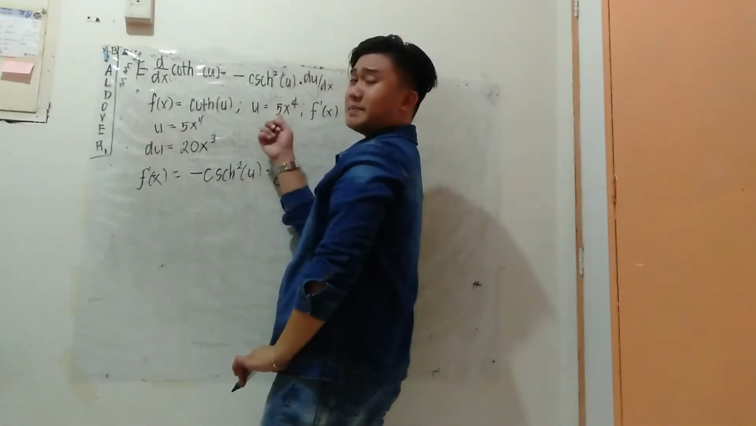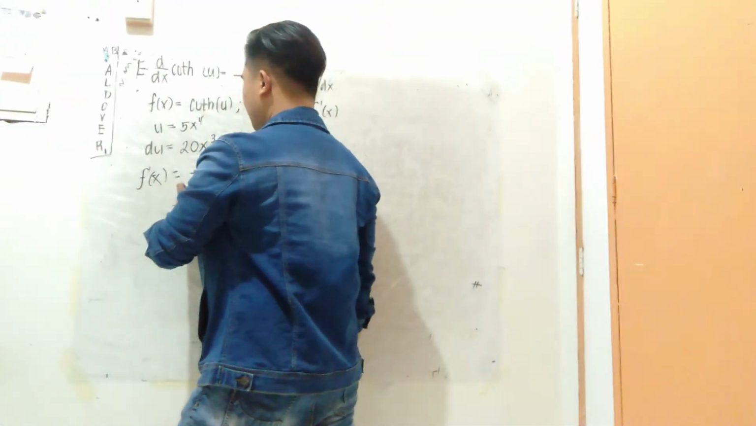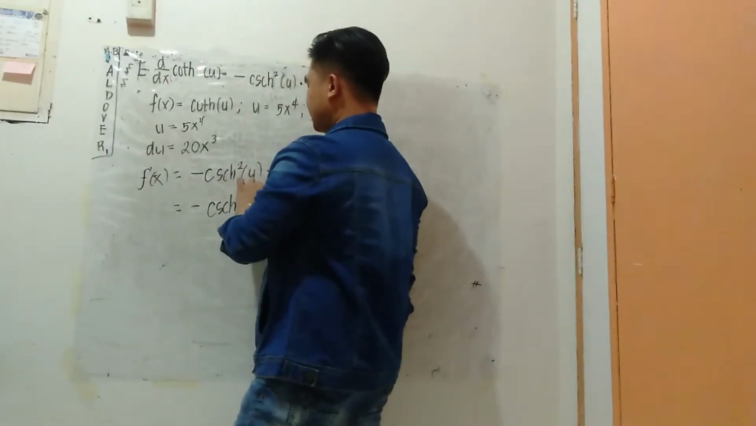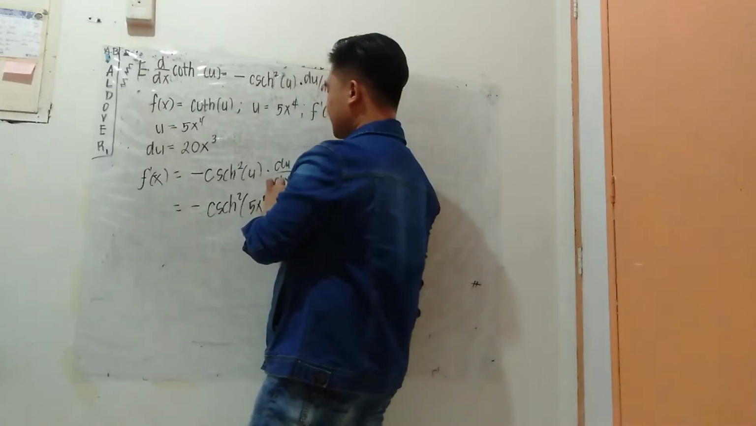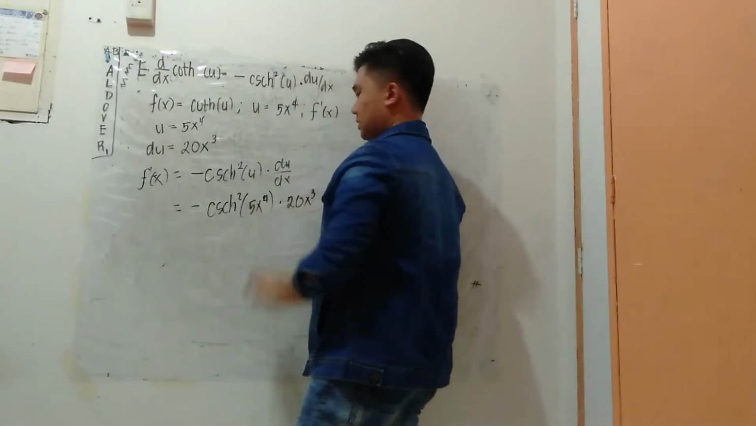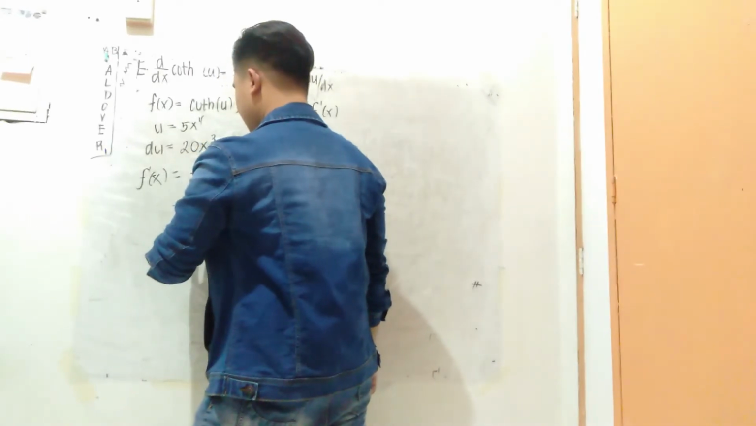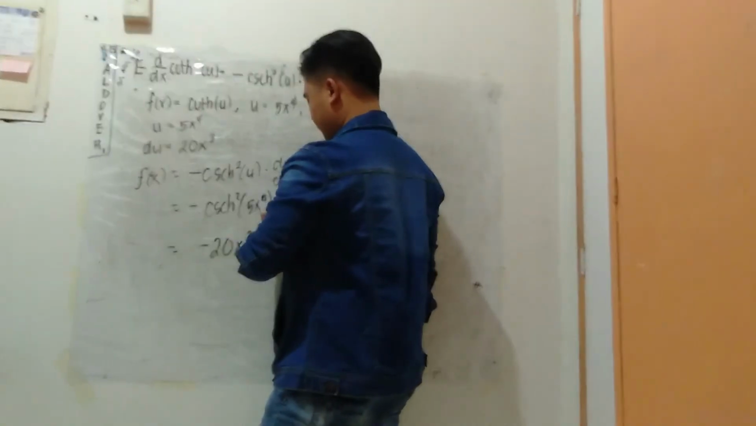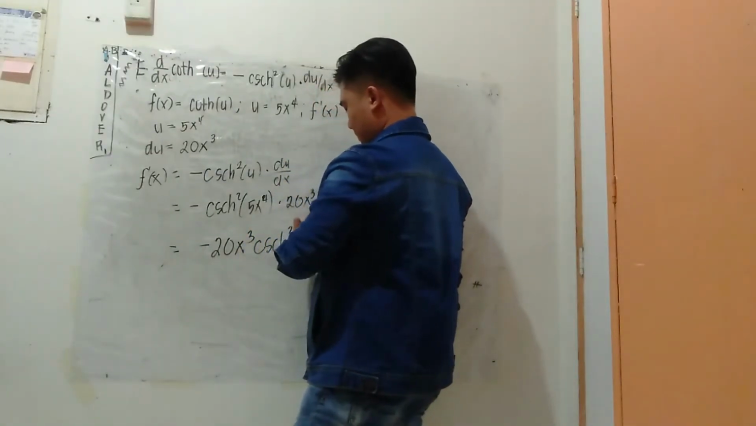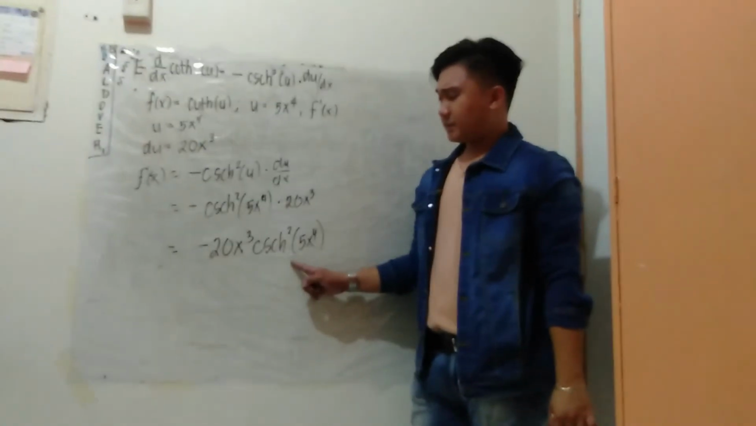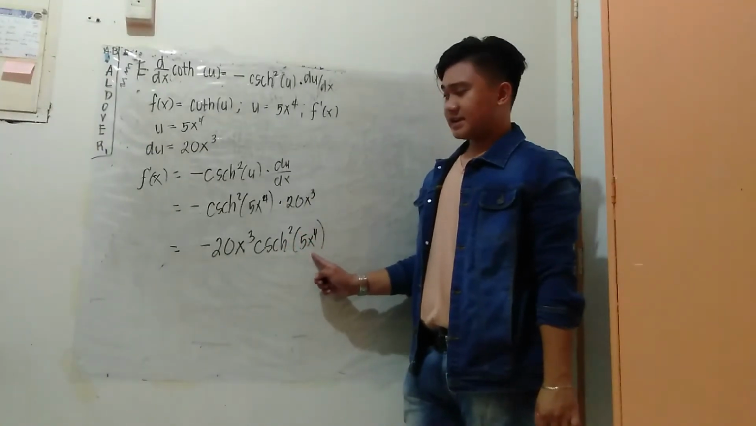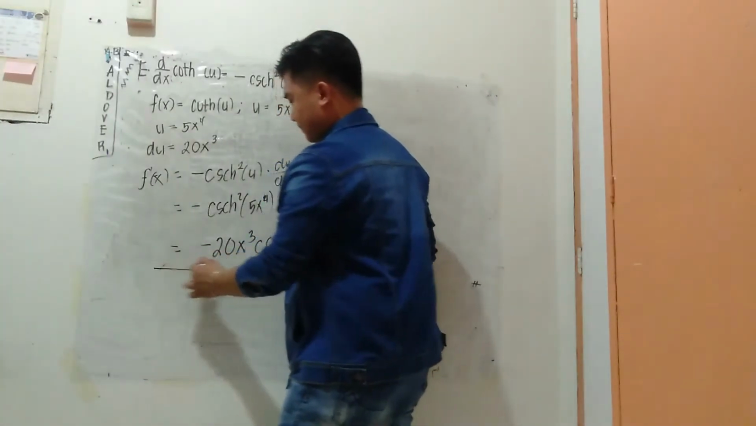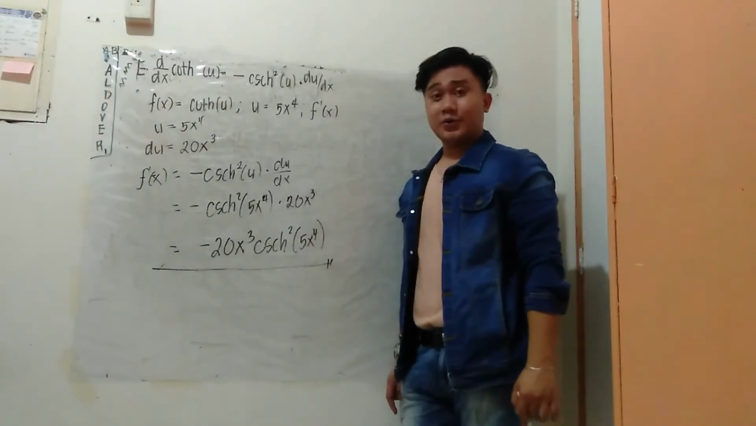Now, what is u? 5x raised to 4. So, negative hyperbolic cosecant squared of 5x raised to 4 times du dx, which is 20x cubed. Okay, so rearrange ko lang. That is equals to negative 20x cubed times the hyperbolic cosecant squared of 5x raised to 4. Do not forget, there's the negative sign. Okay? So, copy your notes.